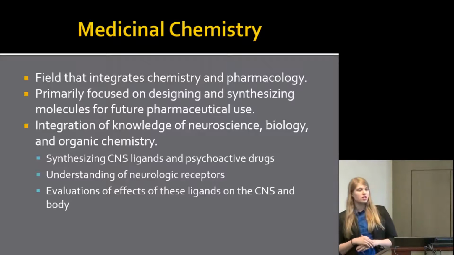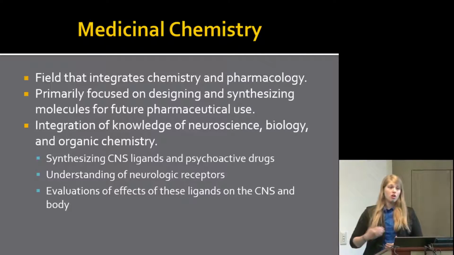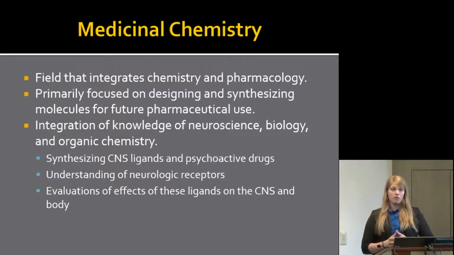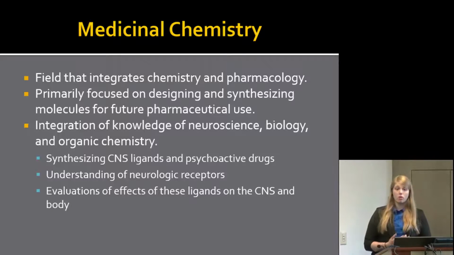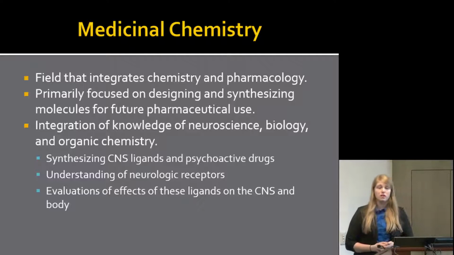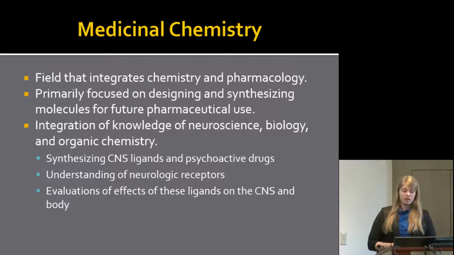What our field requires is a lot of integration of knowledge from neuroscience, biology, and organic chemistry. The lab that I work in focuses on synthesizing CNS ligands and psychoactive drugs, and that requires us to have a pretty in-depth knowledge of neurologic receptors and how our molecules would affect these receptors. We also need to be able to understand how these molecules would affect the rest of the body, because they need to be safe for human consumption in order to have pharmaceutical viability.